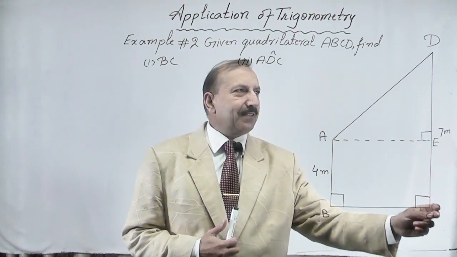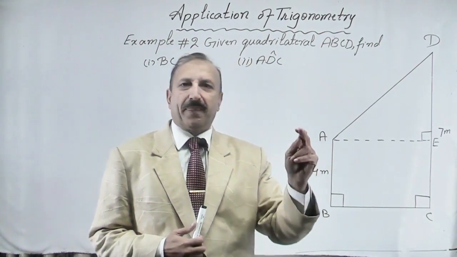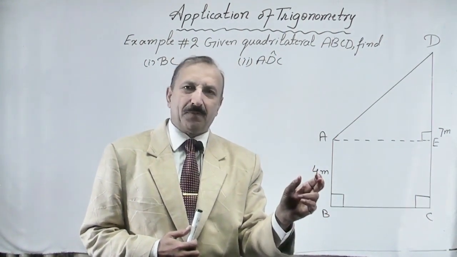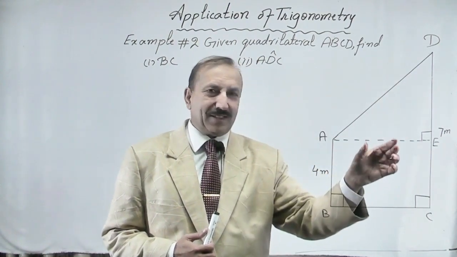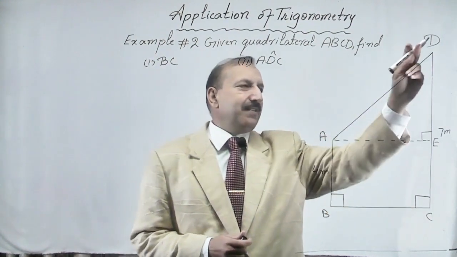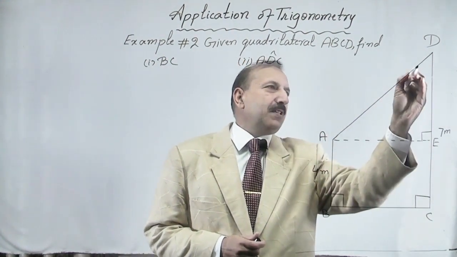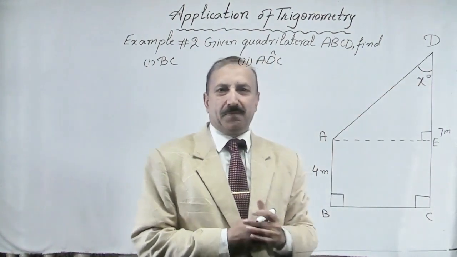This length C to D is given as 7 meters, and from B to A, the length is given as 4 meters. Now, we need to work here in this triangle to find this angle ADC. This is angle AD and C. This angle we need to find. Here is X degree, we can say.